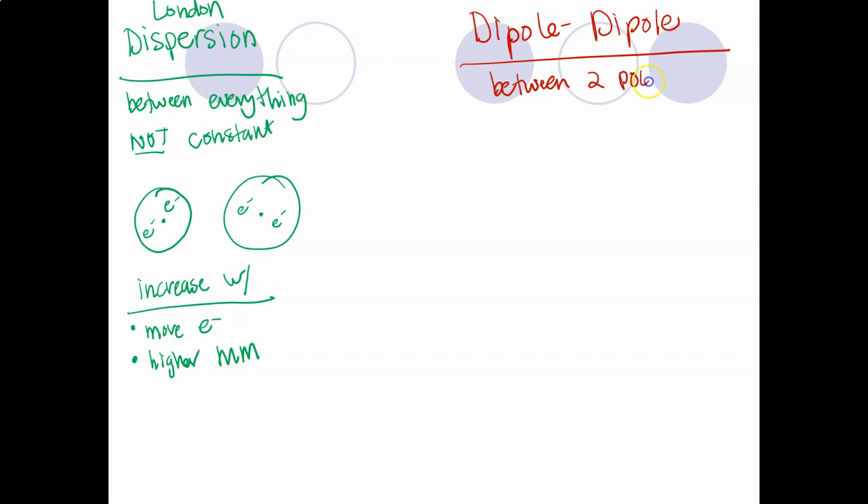2 polar molecules. Okay. A polar molecule is a molecule that has a permanent positive side and negative side. Okay. This comes from chapter 9 in Gen Chem 1. Okay, so something like HCl. That molecule has a hydrogen on one side and a chlorine on the other.